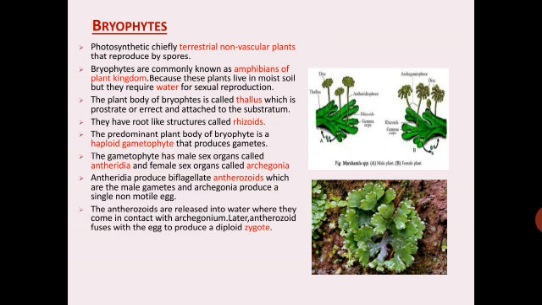Bryo means moss, phyton is the plant. So bryophytes are regarded as amphibians of plant kingdom. There are about 960 genera and 24,000 species of bryophytes. They are photosynthetic, chiefly terrestrial, non-vascular plants that reproduce by spores. They are called non-vascular plants because they do not contain vascular tissues, namely xylem and phloem.